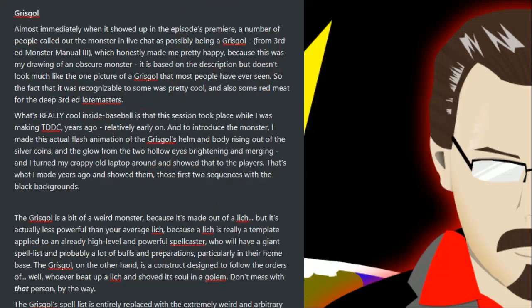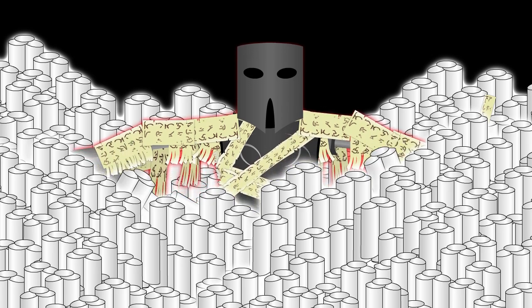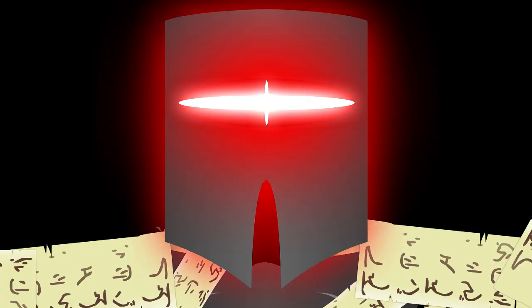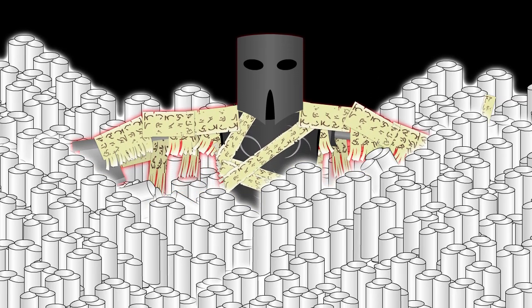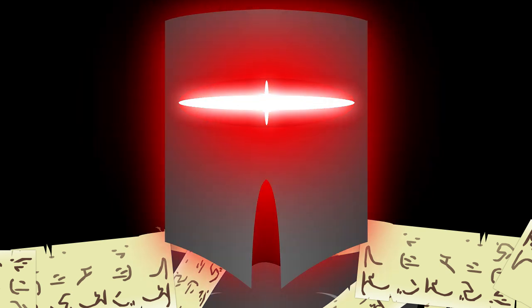What's really cool inside baseball is that this session took place while I was making TDDC years ago, relatively early on. And to introduce the monster, I made this actual Flash animation of the Grisgol's helm and body rising out of the silver coins, and the glow from the 2 hollow eyes brightening and merging. I turned my crappy old laptop around and showed that to the players. That's what I made years ago and showed them, those first 2 sequences with the black backgrounds.